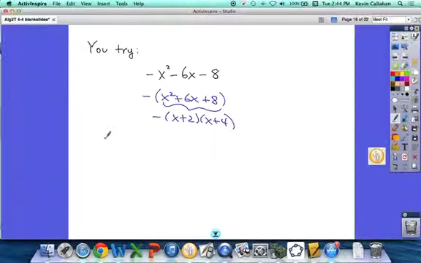You're trying to add another parenthesis? Well, you mean like this? Okay, that wouldn't accomplish anything. What you're thinking of is if you had a distributive property, and that would be that you had a plus or a minus in there, like an addition or a subtraction, but that's not what it is. These are all being multiplied together. It's three factors, negative 1 times x plus 2 times x plus 4.